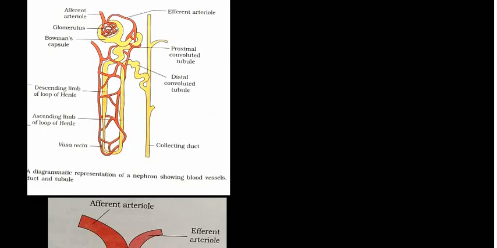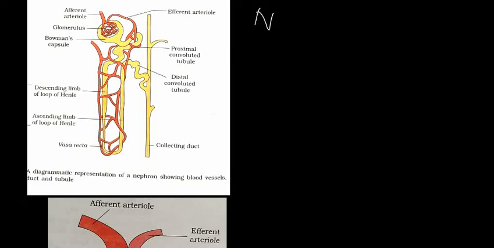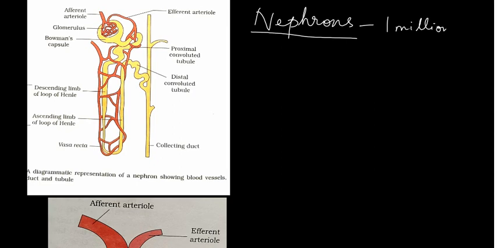Nephrons. Now, nephrons are the structural and functional units of the kidneys. There are around 1 million nephrons in one kidney.